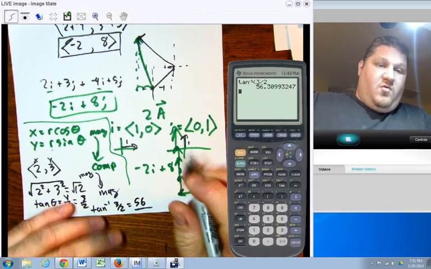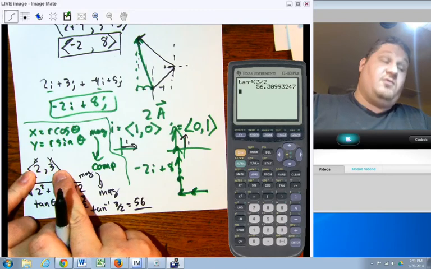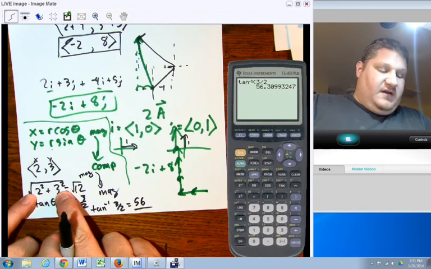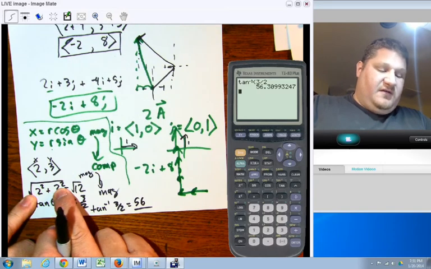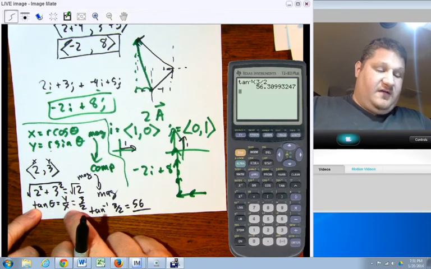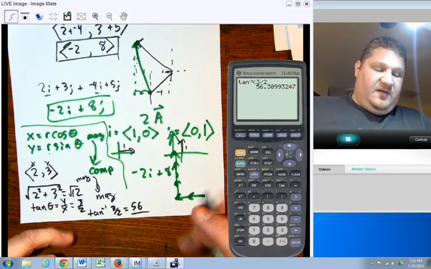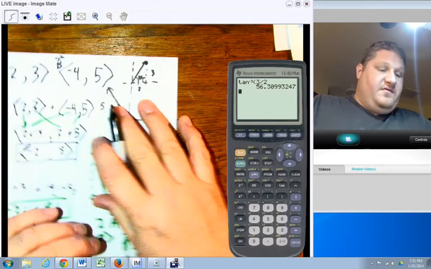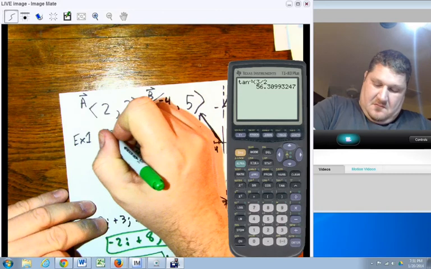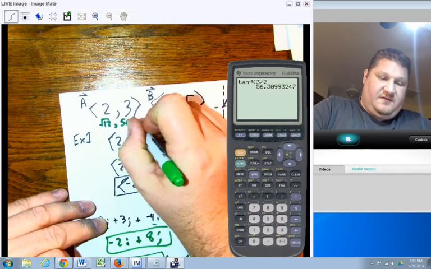So what we have is a component vector of 2 comma 3, or a unit vector of 2i plus 3j. We can use a version of the distance formula, square root of a squared plus b squared, to find magnitude. Tangent of theta is y over x, or b over a, depending if you're using IJ format, to come up with 56. So this vector up here, vector A, is square root of 13, comma, 56 degrees.